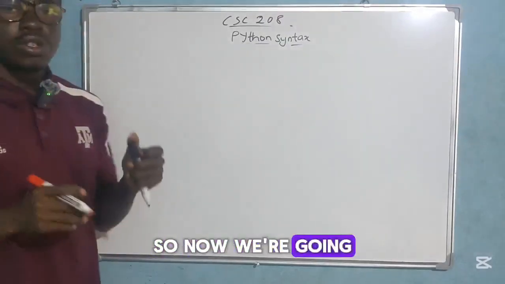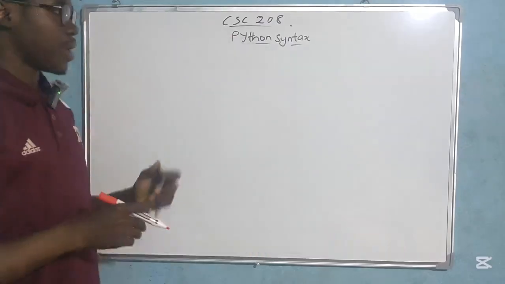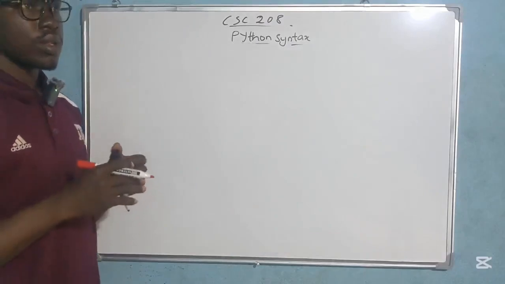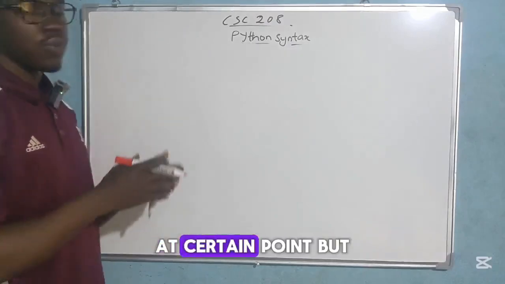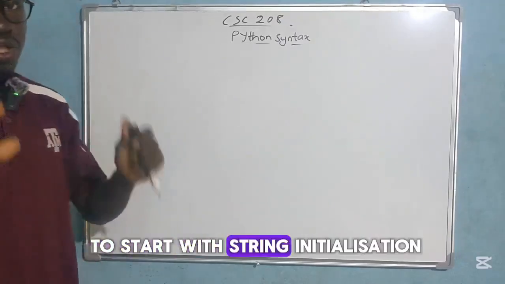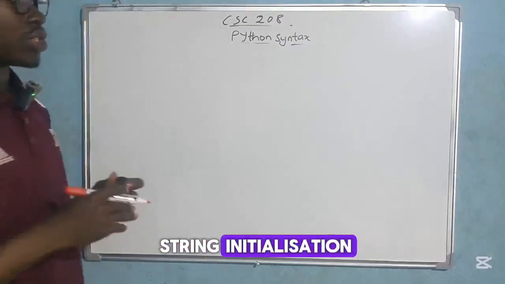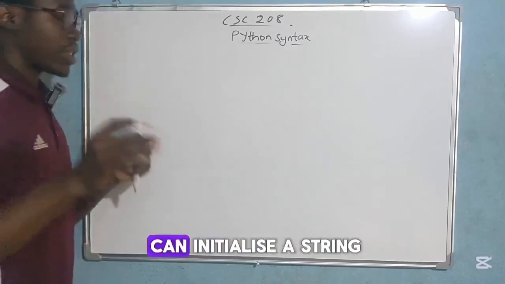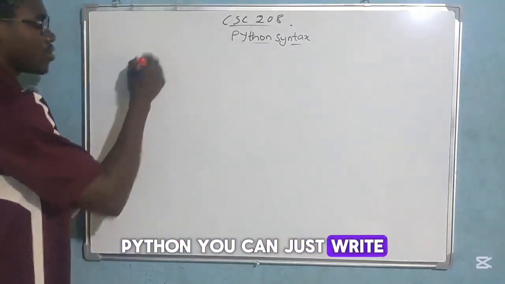So now we're going to talk about Python syntax. Compared to C, Python has a short resemblance at certain points, but they are also very different. We are going to start with string initialization. When it comes to string initialization, Python is very, very different from C. This is how you can initialize a string in Python.